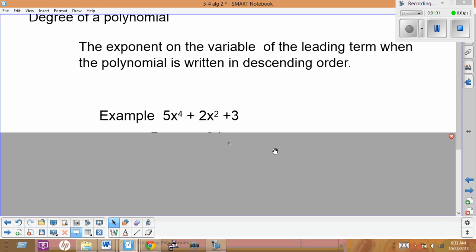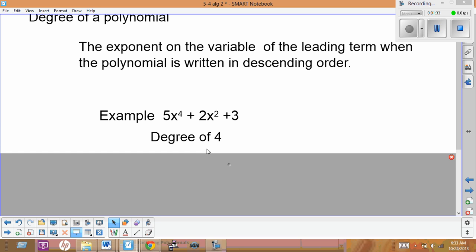Okay, here's your example. This is 5x to the fourth plus 2x squared plus 3. We notice that it is in descending order: x to the fourth, x squared, and a constant. If I look at the exponent on the leading term, the leading term is 5x to the fourth, and I notice my exponent is 4. This is a fourth degree polynomial.